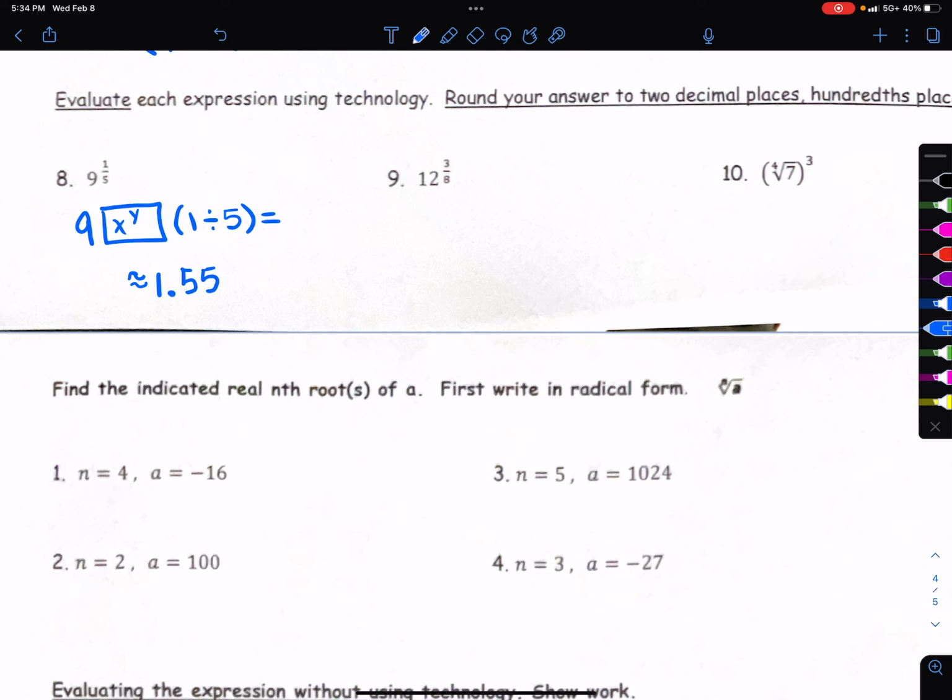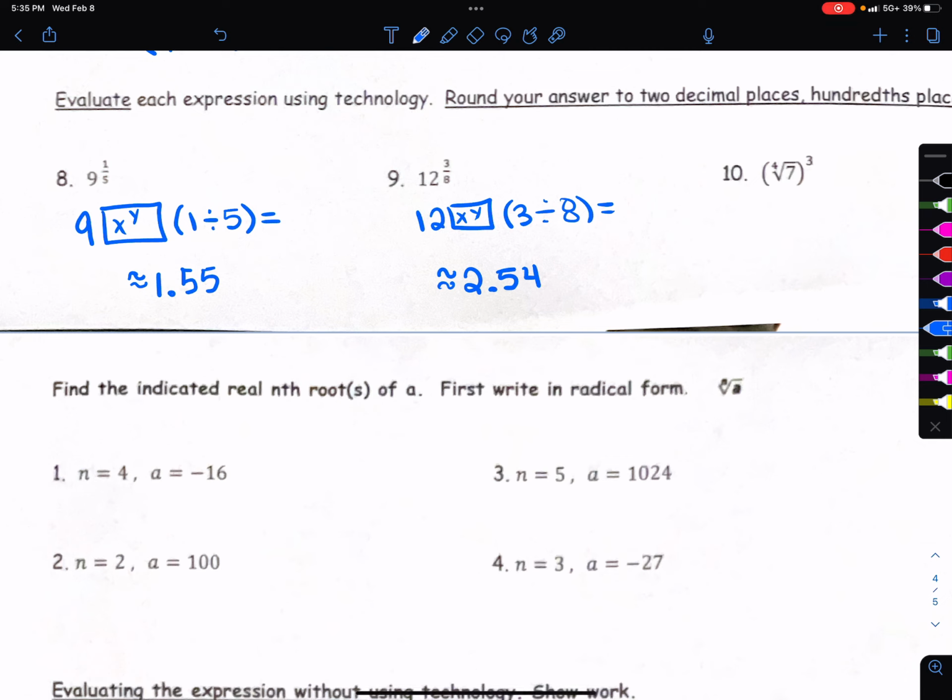All right, on number 12, on this one, you would type in 12 XY 3 divided by 8 in parentheses and hit equal. And I'm just trying it right as I'm talking to you guys as well. Just make sure you put those parentheses. Those parentheses are really important. On this one here, you should have 2.54 because that 9 after the 3 makes it round up.